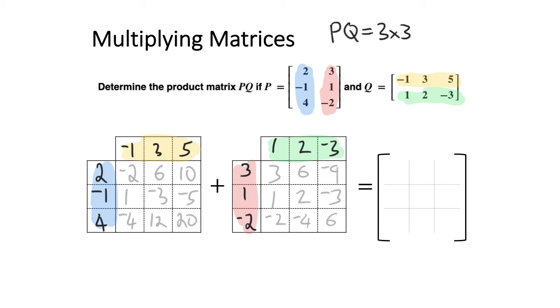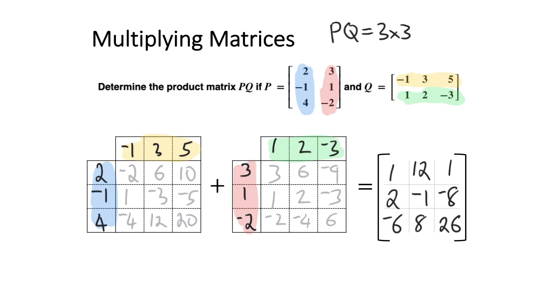So -2 plus 3 is equal to 1, 6 plus 6 will be equal to 12, 10 plus -9 will be equal to 1. 1 plus 1 is 2, -3 plus 2 is equal to -1, -5 plus -3 is -8. -4 plus -2 is -6, 12 plus -4 is 8, 20 plus 6 is going to be 26.